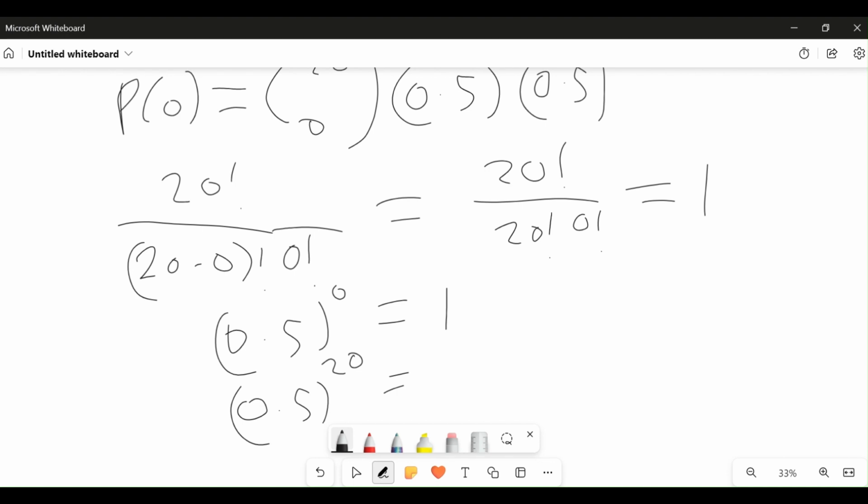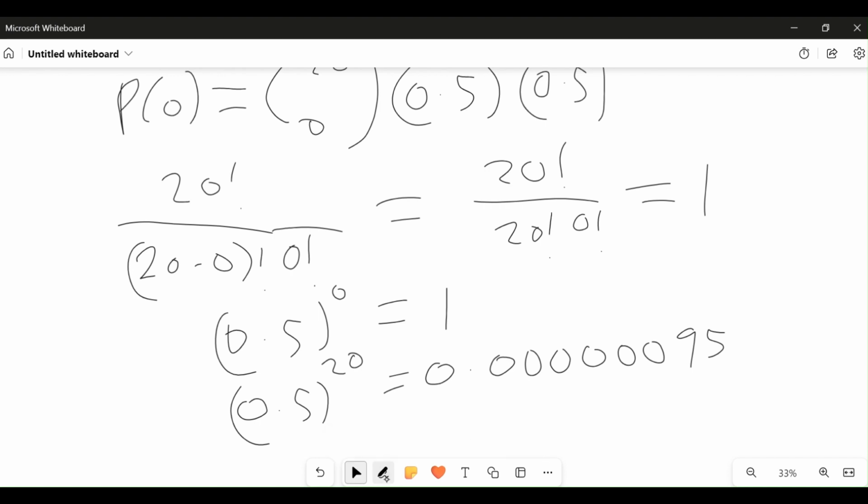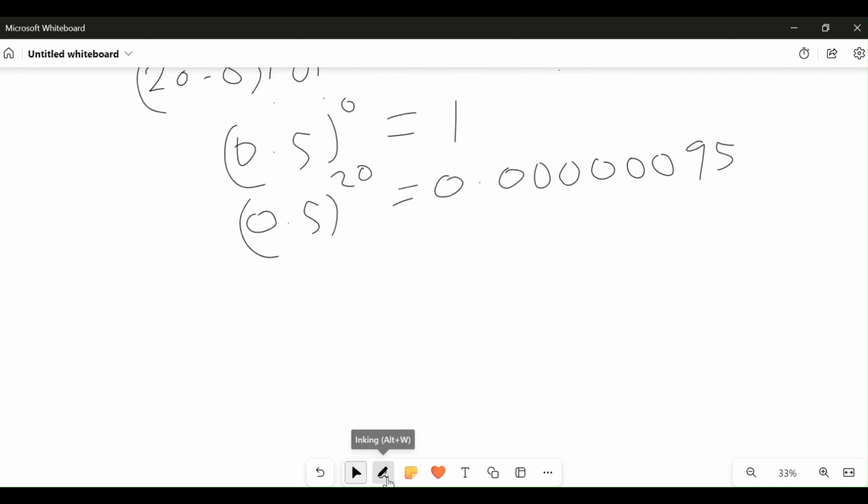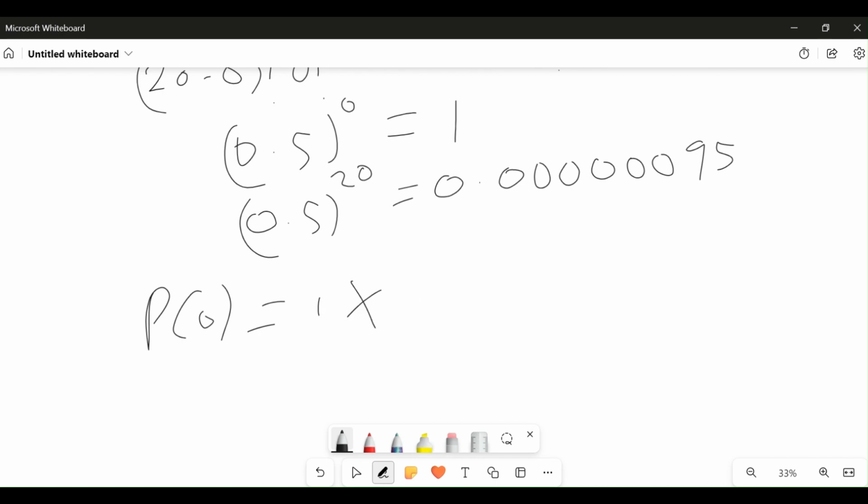So that is going to be 0.00000095. All right, this is 0.5 raised to power of 20. So now your probability of 0 will then be the product of that. We already know what you need to put in, so we already calculated this. So probability of 0 will be what? 1 times 0.00000095. So it's therefore equal to what?